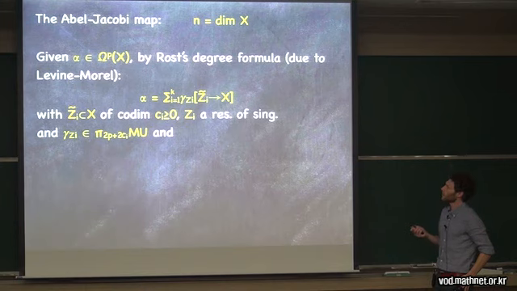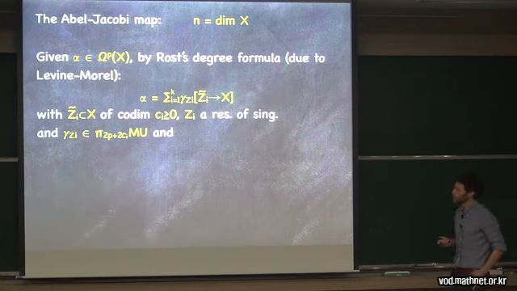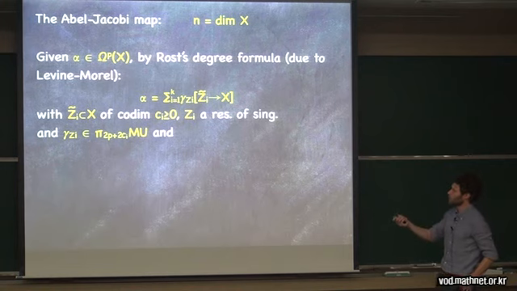So we can describe every element in this cobordism ring as a sum where, oh sorry, the tilde should be here, Zi is a subvariety of some codimension, and then if I take a resolution of singularities and take the classes in here, I can allow elements in the Lazard ring as coefficients, and I can describe any alpha as such a sum. That's Rost's degree formula, which was proven by Levine and Morel.